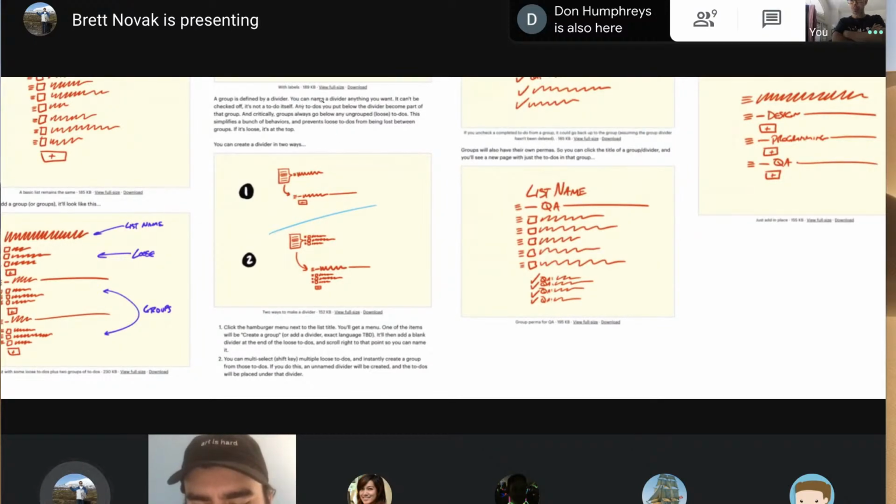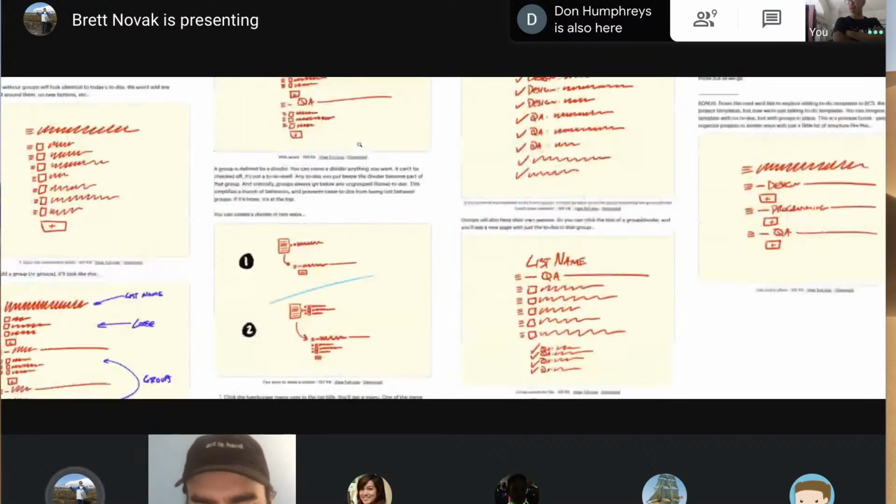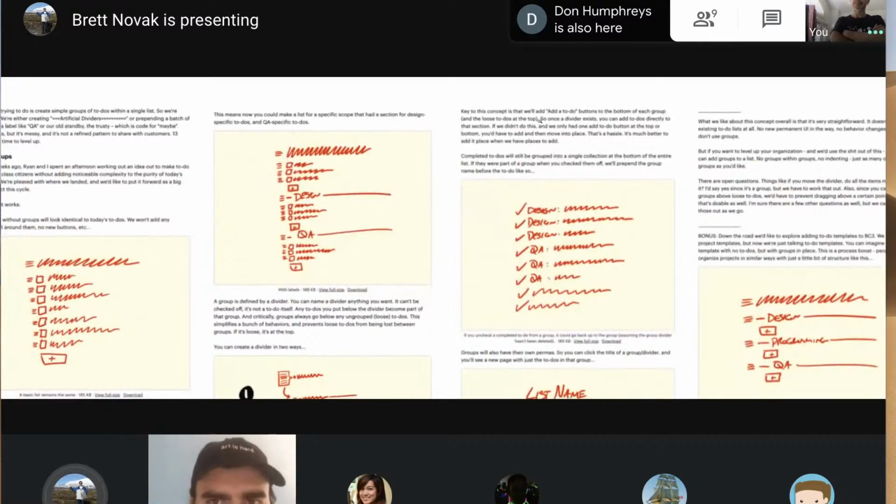I mean, they go into details. Hey, you can name a divider anything you want. It can't be checked off. It's not a to-do itself. The key to the concept will be we'll add to-do buttons at the bottom of each group. So once a divider exists, you can. So it's pretty detailed. And I like that people could comment on it asynchronously.